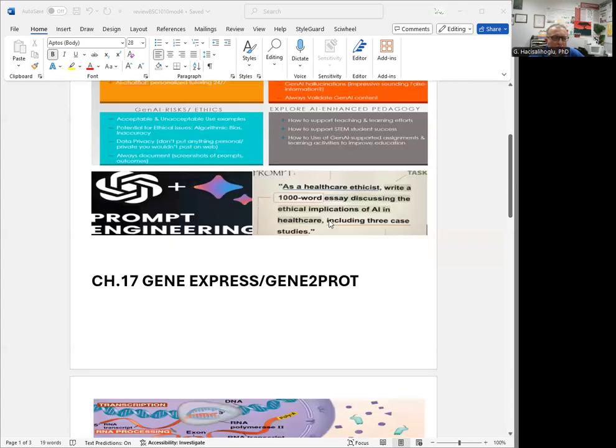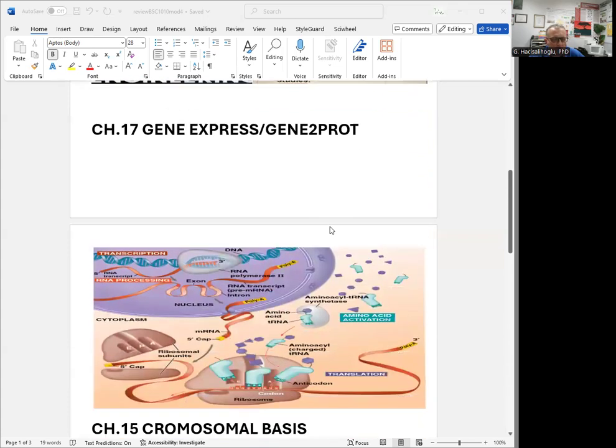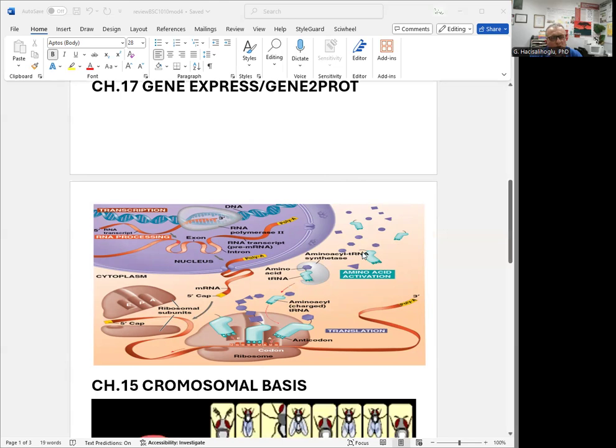Now we are going to start with gene expression, chapter 17. Again, this is module 4, which includes chapters 13, 14, 15, and 17. Okay, so we will start with 17, which is gene expression. Gene expression is about two major processes: transcription, where we talk about eukaryotic gene expression, and translation.